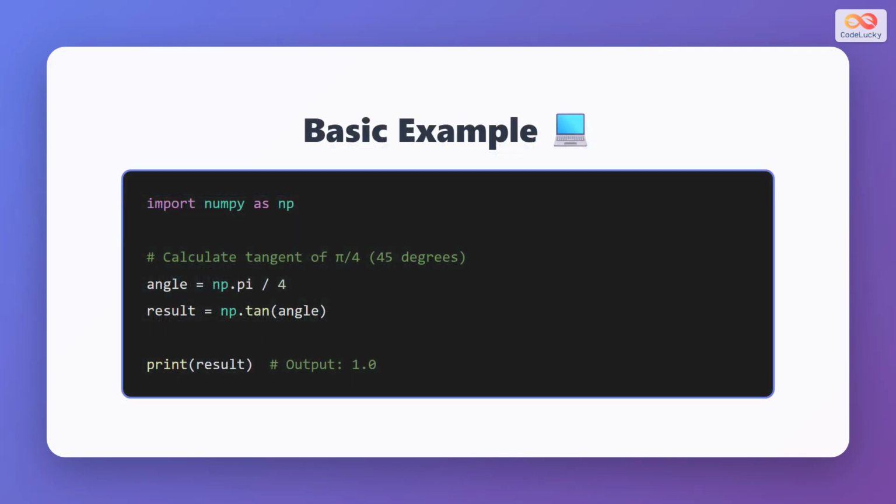Let's look at a basic example. First, we import NumPy as np, then we define an angle as np.pi divided by 4, which represents 45 degrees. We pass this angle to np.tan and store the result. When we print the result, we get 1.0, which is the tangent of 45 degrees.